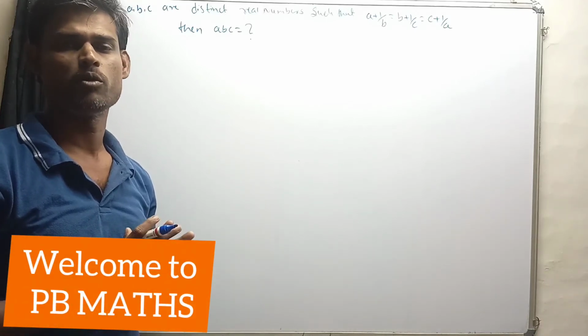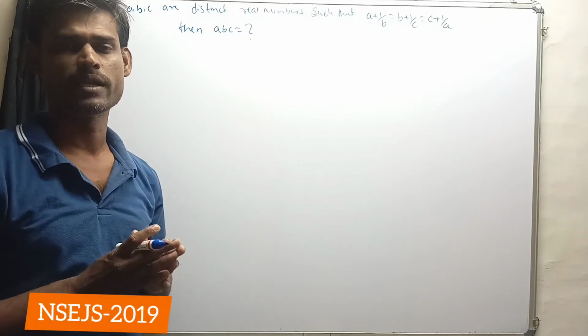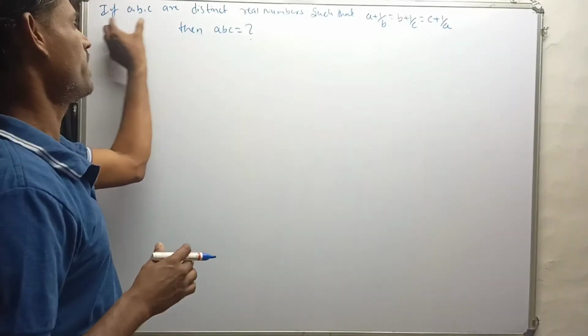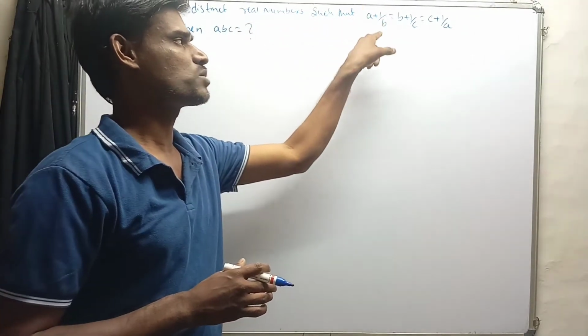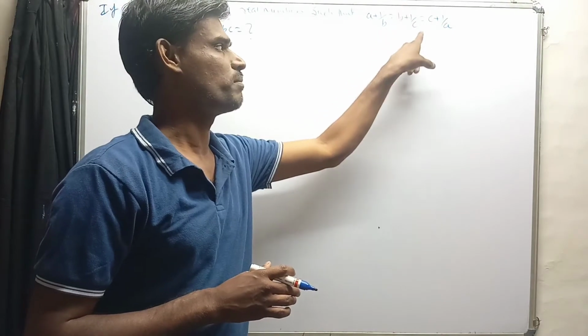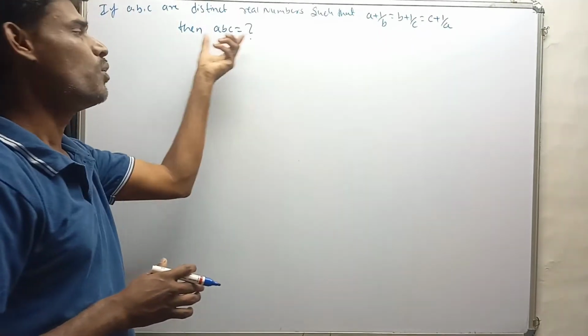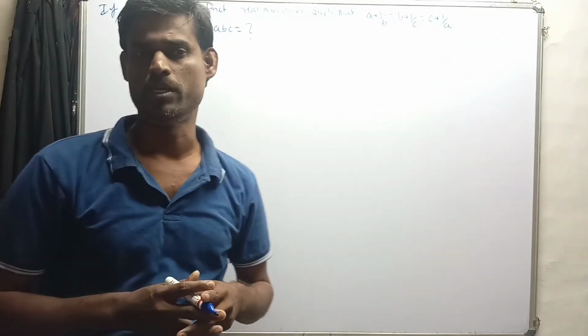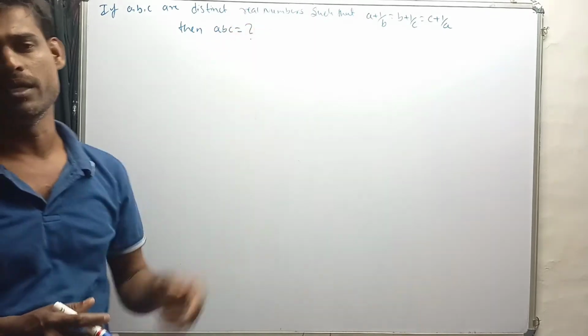Today in this video, I'm going to solve a problem which is from NSEJS 2019. The question is, if A, B, C are real distinct numbers such that A plus 1 by B is equal to B plus 1 by C is equal to C plus 1 by A, then what is the value of ABC? Here we need to find the product of A, B, C.